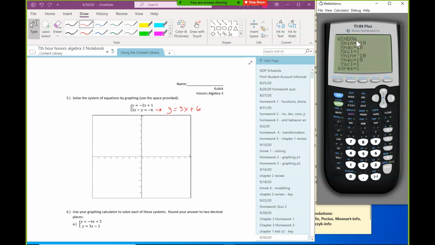Okay, come show me your calculator. So you see how this equal sign isn't highlighted? It's not going to graph. So you just need to move down and press enter on the equal sign, and that'll make sure that it graphs. You're welcome.